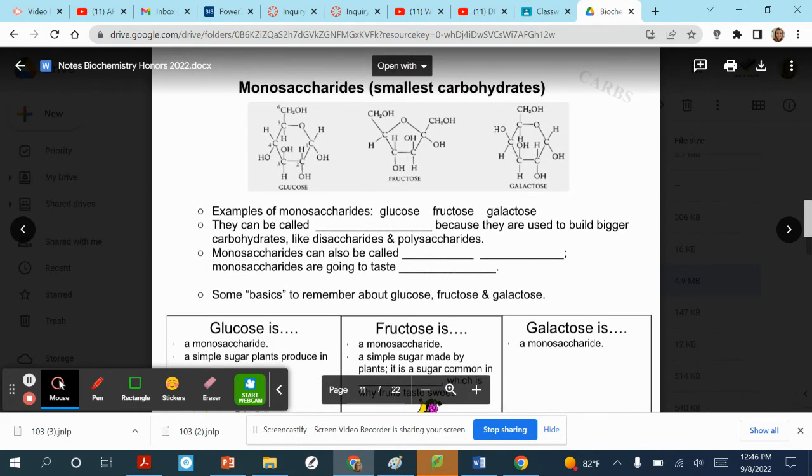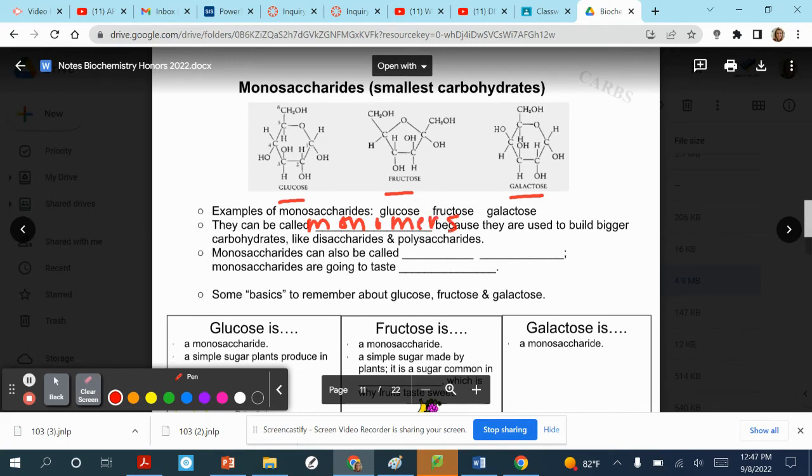Now we're going to get into more specifics. I've mentioned these molecules, and we're going to fill in the notes as to what I expect you to remember about them. There are three monosaccharides I expect you to know: glucose, fructose, and galactose. There are more than three monosaccharides, but we're just going to stick with these three. Again, we can put them together with other monosaccharides and build bigger carbohydrates. So that's why these are referred to as the monomers. Mono means one. They're single molecules, but we can string them together.